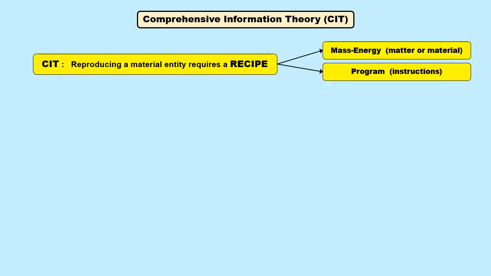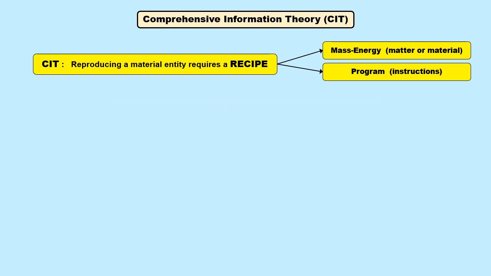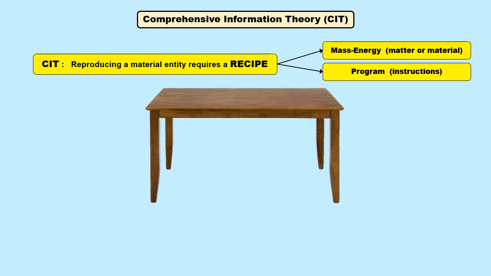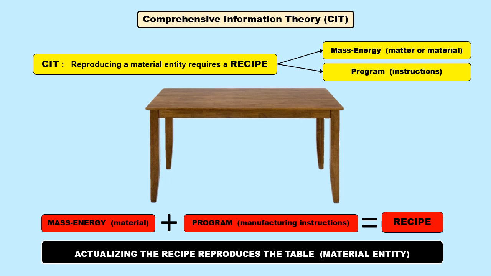Okay, let's continue. As a quick reminder, CIT expresses that reproducing a material entity requires a recipe, which has two components. The two components of a recipe for any material entity are the mass energy and the program. Recall that all material entities are mass energy configurations, or MECs. This means that any material entity is simply mass energy that is configured in a certain way. So for example, to reproduce the wooden table that's displayed on the screen, we fundamentally need just two things: the mass energy, commonly called the material, and the complete manufacturing instructions for the table, which we call the program. Those two things together make up the recipe for the table. When this recipe is actualized, the result is the finished table.